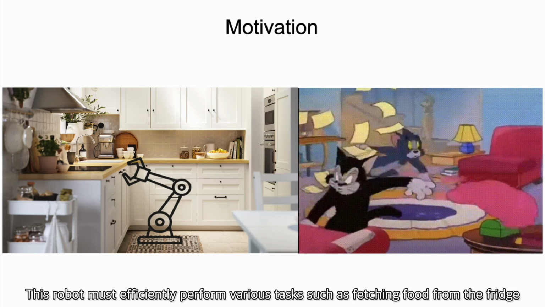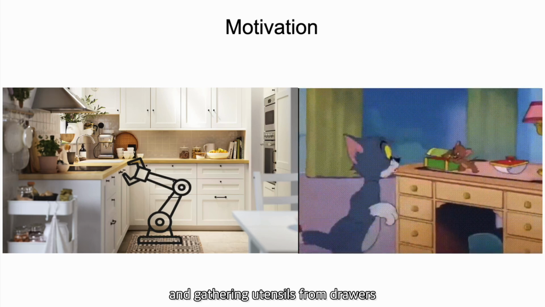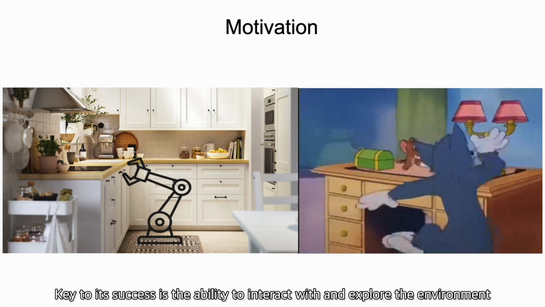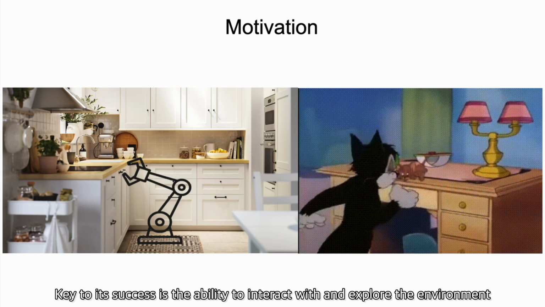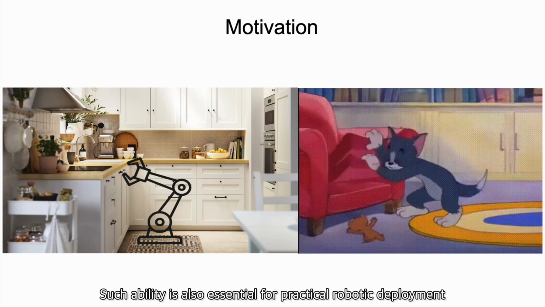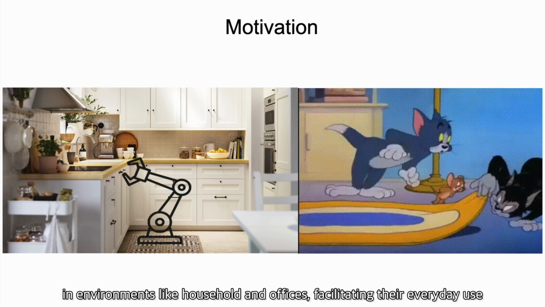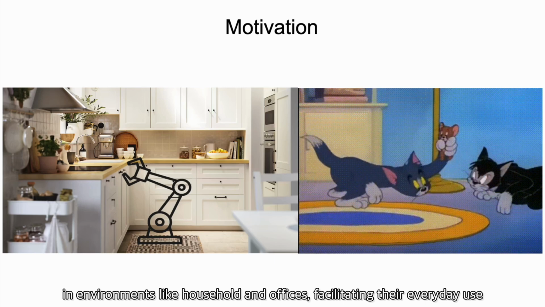This robot must efficiently perform various tasks, such as fetching food from the fridge and gathering utensils from drawers. Key to its success is the ability to interact with and explore the environment. Such ability is also essential for practical robotic deployment in environments like household and offices, facilitating their everyday use.